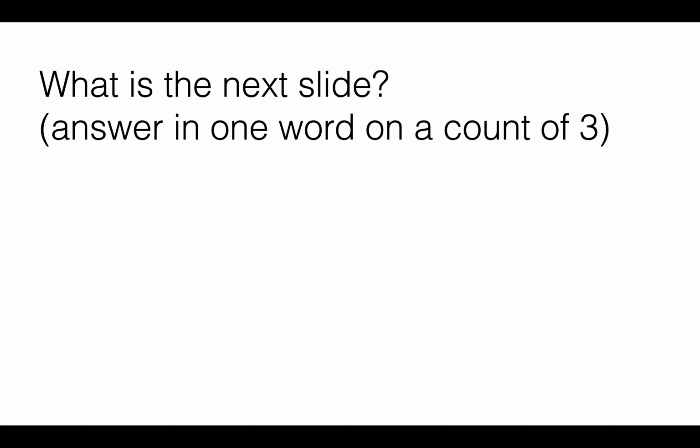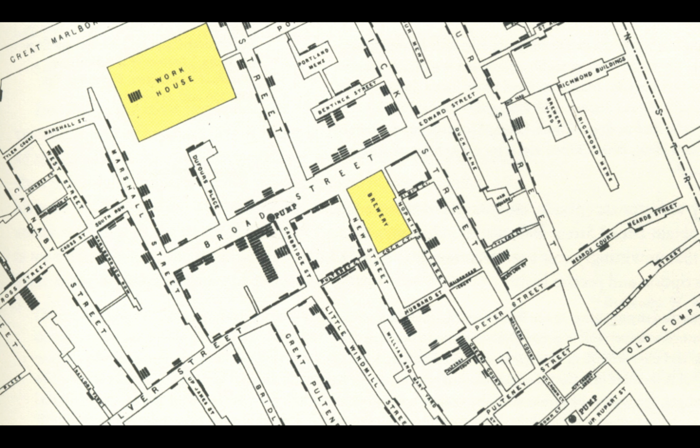I'm going to show you another slide, something visual. Yell out quietly, depending on who's around you at your computer: what is the next slide? It takes one word to answer, and do it on a count of 3, 2, and 1. The next slide is, it's a map.